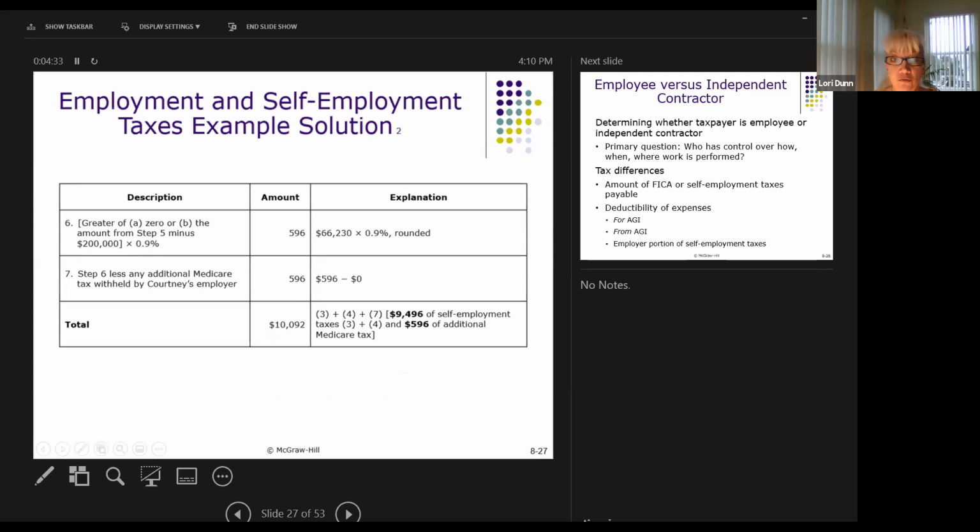If those two added together, depending on the filing status, for her it's 200,000, are more than 200,000, the excess has an additional Medicare tax of 0.9%. So multiply that by 0.9. Okay.